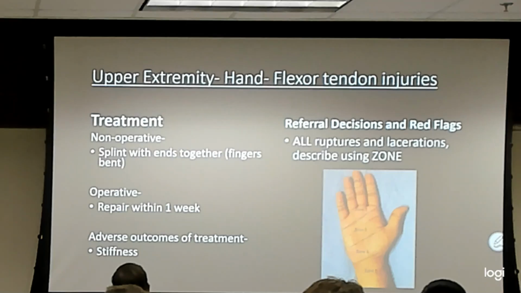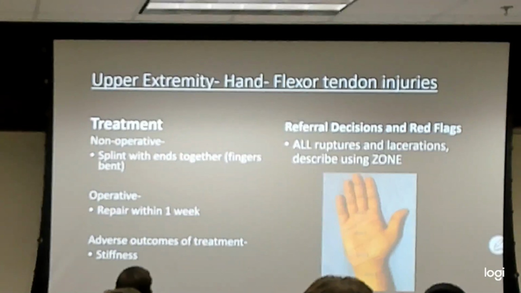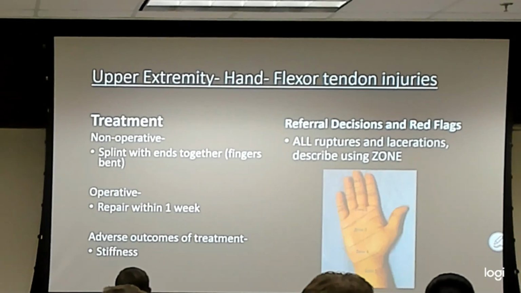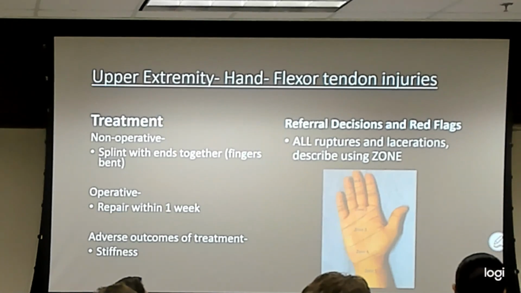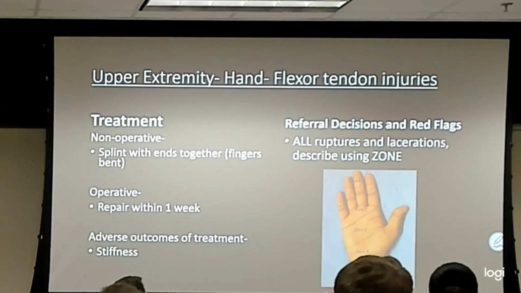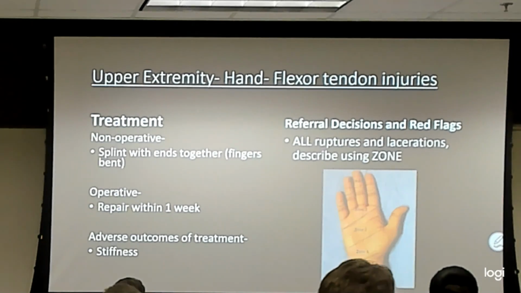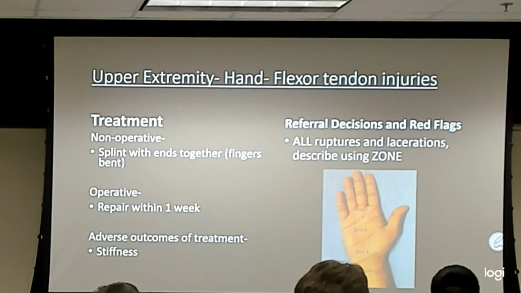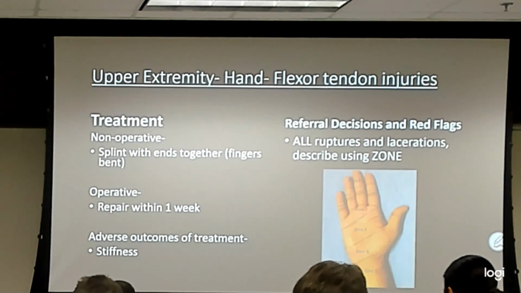Operative repair. If the flexor tendon really is injured, it needs a surgeon. Let the surgeon be the one who says it doesn't need surgery. So anything in this category goes to a surgeon. Your job is to put it in that resting splinted position while they're getting there. Okay. Adverse outcomes have to do with stiffness. Immobilization of the fingers and hand results in stiffness if you keep them there for a long period of time. So to reiterate, referral decision and red flags: all ruptures and lacerations go to orthopedics.